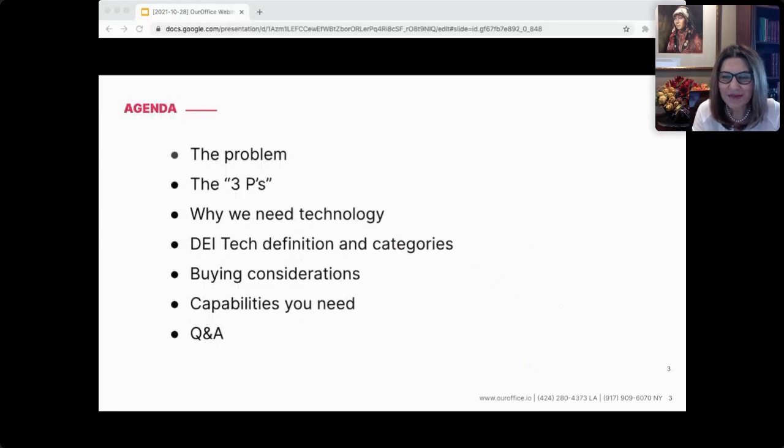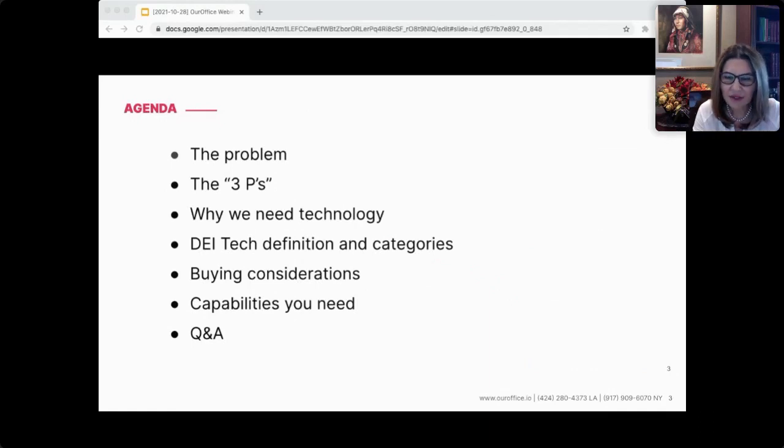So let's start with the agenda. Here we see we're going to first start talking about the problem. What's the problem with DEI in terms of implementing it and improving diversity, equity, and inclusion? Then just a reminder about the three Ps, which is the approach we take. Then I want to just talk a little bit about, generally speaking, why do we need technology? You might think, DEI, workplace culture, has a lot to do with people, and we have too much technology in our lives already, so why do we need technology for DEI? So we'll talk about that for a moment.